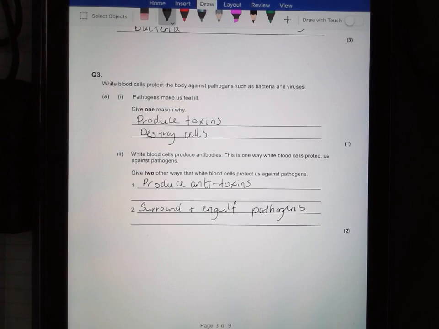Okay, so your answer. Pathogens make us feel ill. It'll depend on the pathogen. If it's a bacteria, they'll produce toxins. If it's a fungus or a virus, they'll just destroy your cells. So saying either of those 2 things will get you your marks because they haven't asked you about specific pathogens, just pathogens in general.